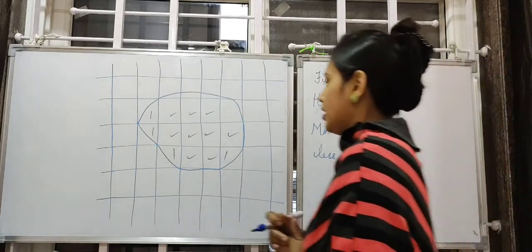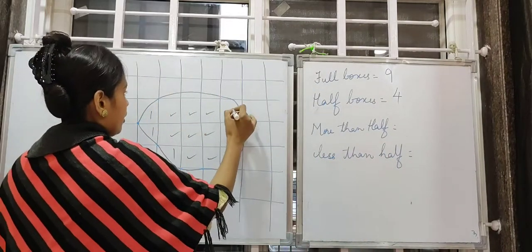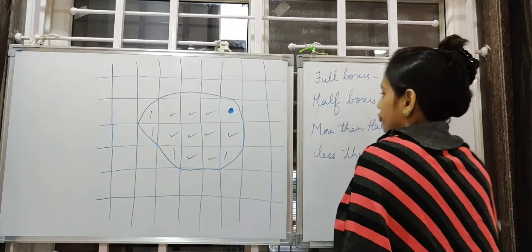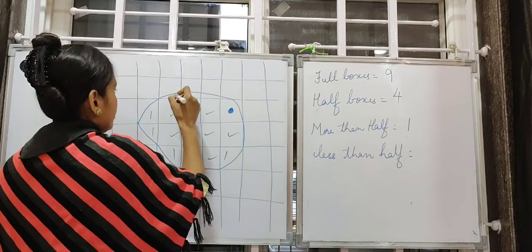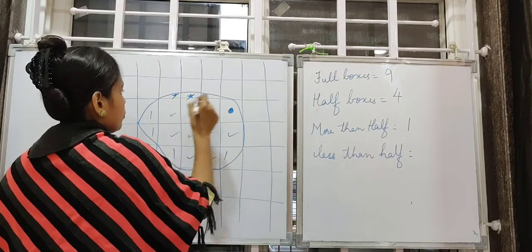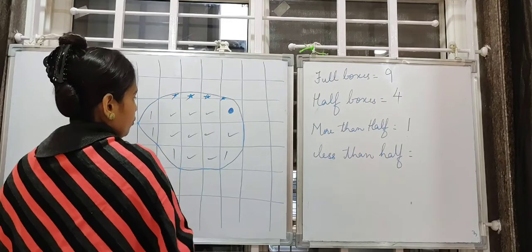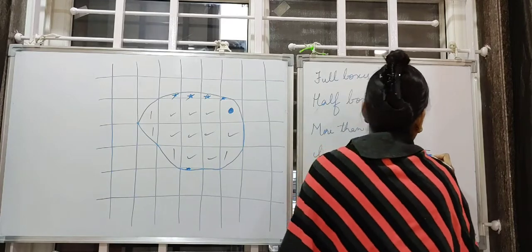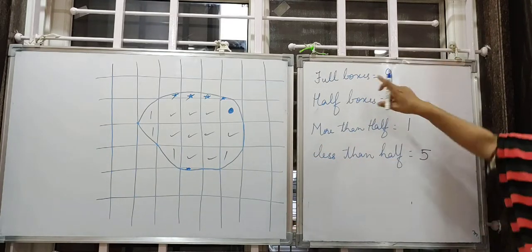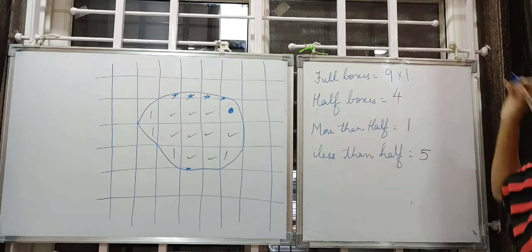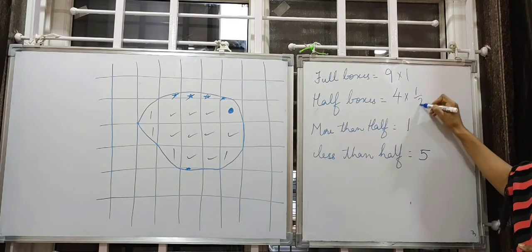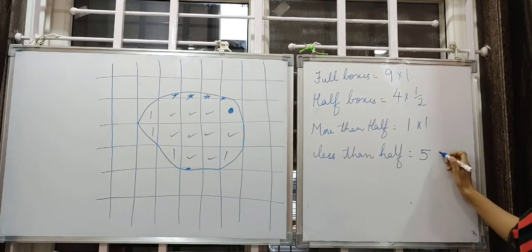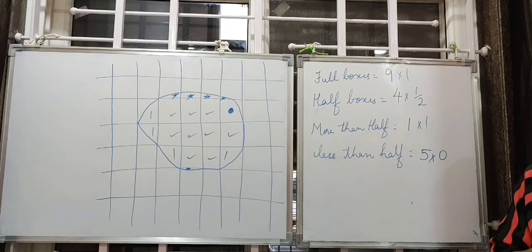Then more than half. Can you see any more than half box? Yes, this one is more than half. More than half is only 1. And less than half, 1, 2, 3, 4, 5. Correct? 5. Now, after counting these boxes, we multiply the full boxes by 1, half boxes by half, more than half also we consider as 1, so you can multiply by 1, and less than half we leave, so we multiply by 0.